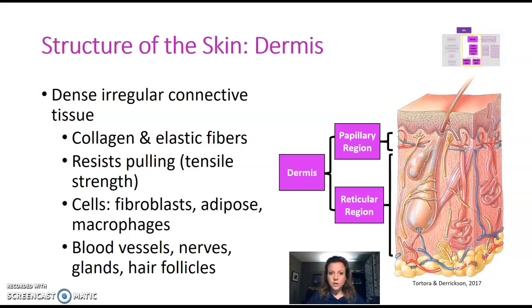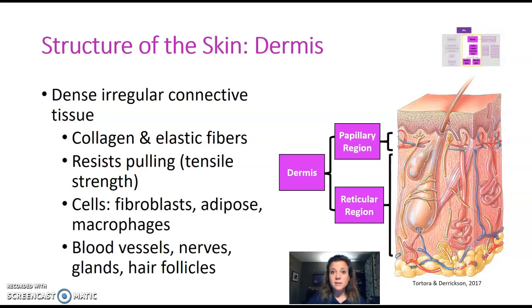net-like structure. And this is going to help to give the skin its strength so that it can stretch and withstand stress in a number of different directions. If all of these fibers were situated all in the same order, it would only be able to resist stretching in two directions. But since it's all in different directions, it's going to lend strength to the structure of the skin. So these fibers are suspended within a gelatinous matrix.